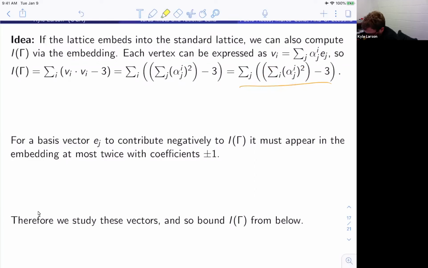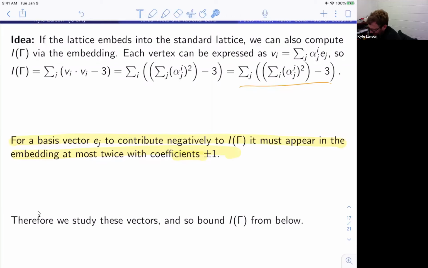So this is an important point, right? We're trying to bound this quantity from below, and hence we need to know how this can become negative. It can become negative if we have an embedding where a standard basis vector appears at most twice with coefficients plus or minus 1. So the strategy is to study such vectors, and in doing so, bound I of gamma from below.